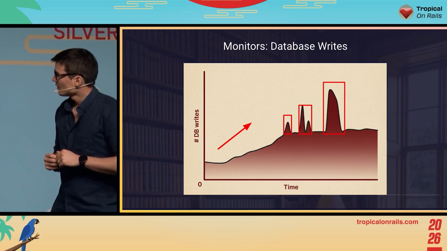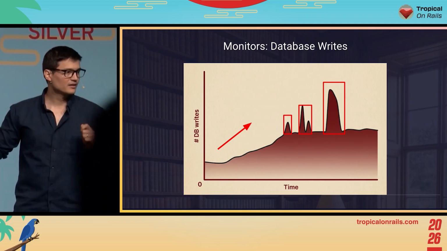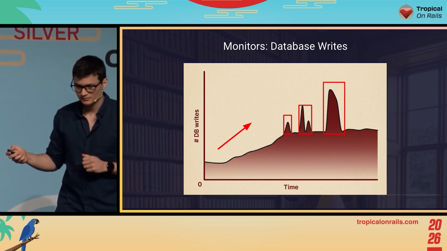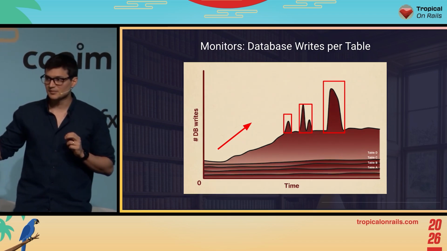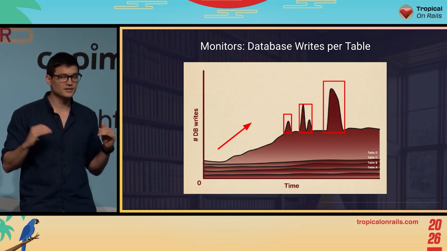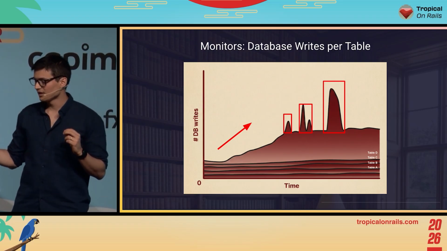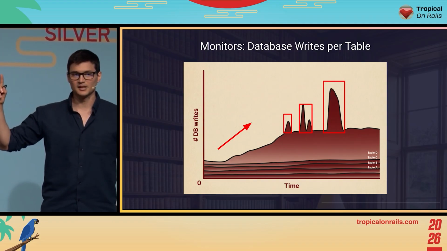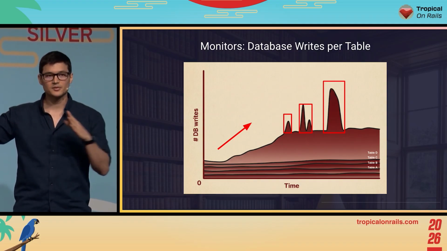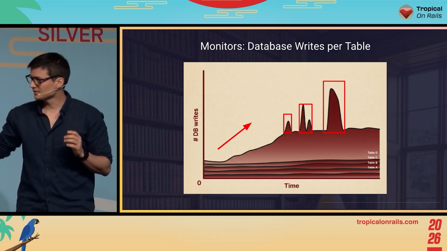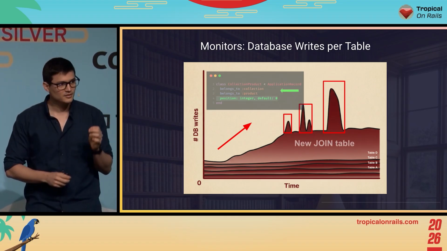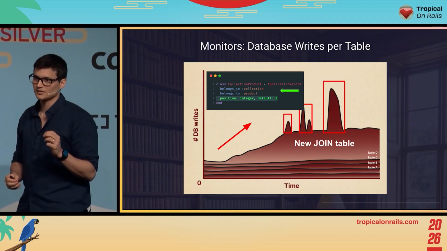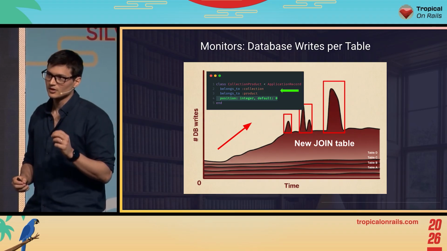Okay, we know that the DB writes increase and have spikes, but which table? So let's break it down. This is the same chart. The difference is that it's broken down by tables. And as you can see, there are a few tables that follow a flat pattern. But there is a single table that shows the spikes and the increase. This table is our newly released join table, the one that holds the integer position to implement the drag and drop list.